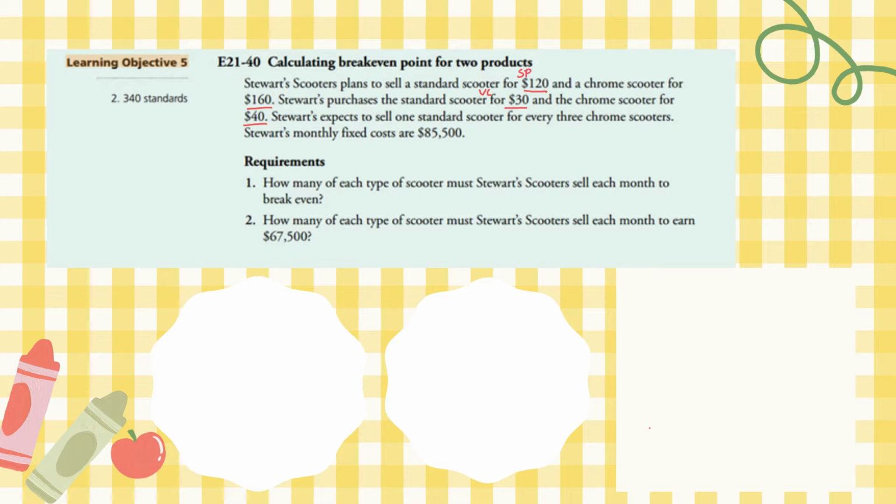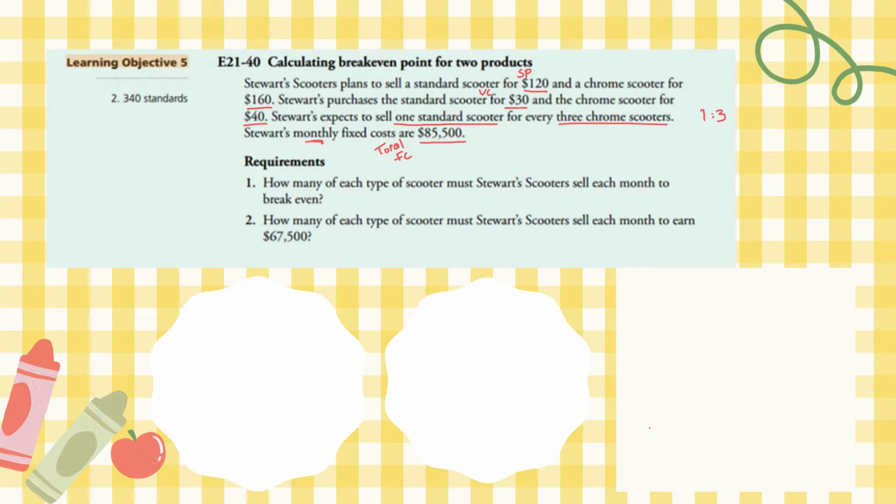Stewart expects to sell one standard scooter for every 3 chrome scooters. So he gave you the sales mix or the ratio. It's going to be 1 to 3. Stewart's monthly fixed costs are $85,500. So this is the total fixed cost because it's monthly.